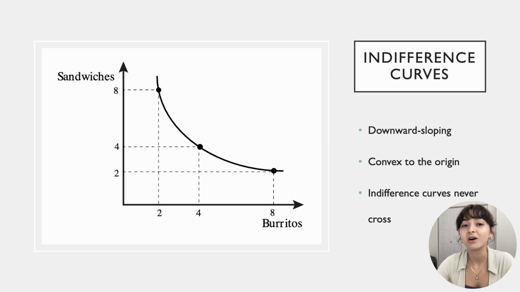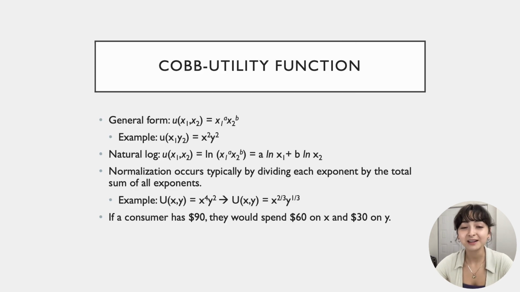Lastly, because all Cobb-Douglas functions must obey the set of assumptions that we've made about consumer preferences, it follows that indifference curves will never cross because of their ordinal nature. This is a visual manifestation of the transitive property of indifference curves. Now we can actually go over the actual functions themselves.